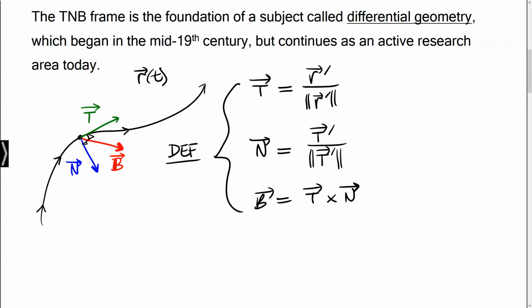So what we're going to do is just do the standard example of the helix, which is the prototypical example of a space curve. And then we'll do something called the twisted cubic. So let's go ahead and look at that helix, and let's calculate the entire TNB frame.